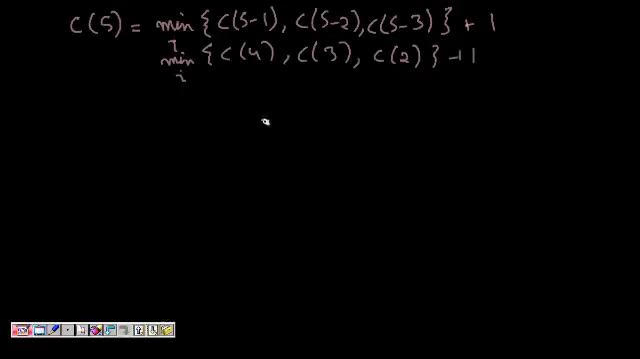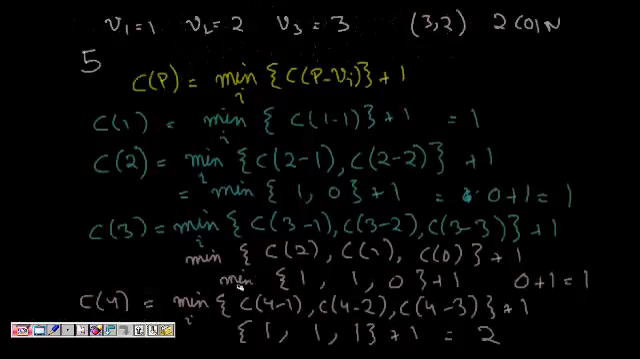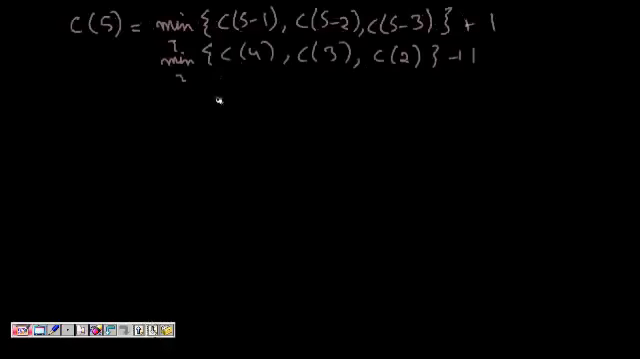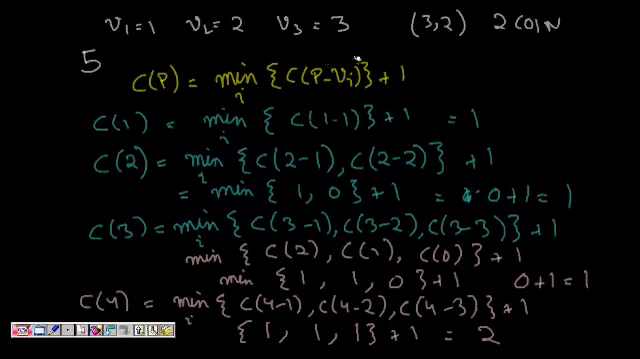So C of 4, now we have to use C recursively back. I already know the optimal solution, that to make a change of 4 I need 2 coins minimum. So I will write here 2, for 3 it was 1, for 2 it was 1 coin, plus 1. So what happens? The minimum among them is 1 plus 1, so this is 2. So C of 5 we can make using 2 coins, which will be clear also. 5 I can make with 3 plus 2.